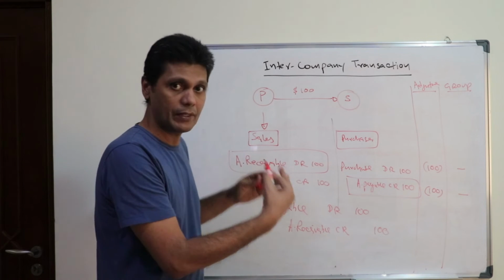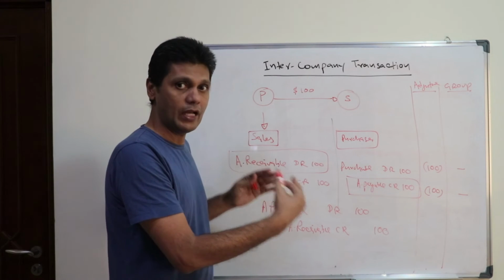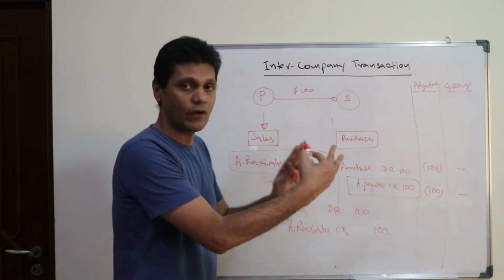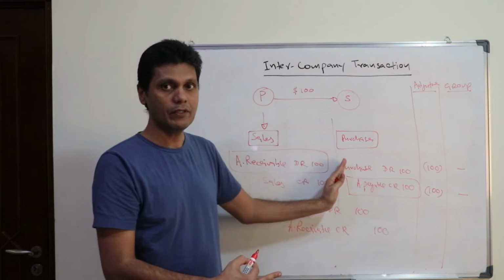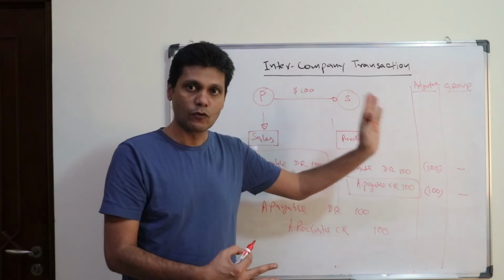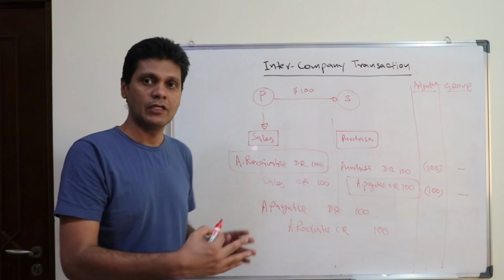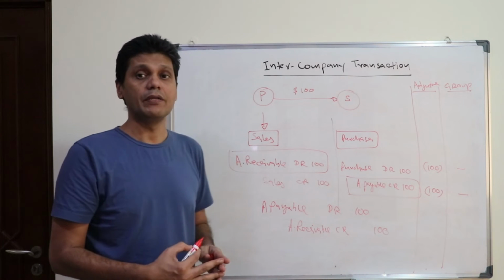So when there is an intercompany transaction, we need to eliminate it from the group financial position. It will be recorded in the separate financial statements. However, when it comes to the group financial position, the intercompany transaction will be eliminated.